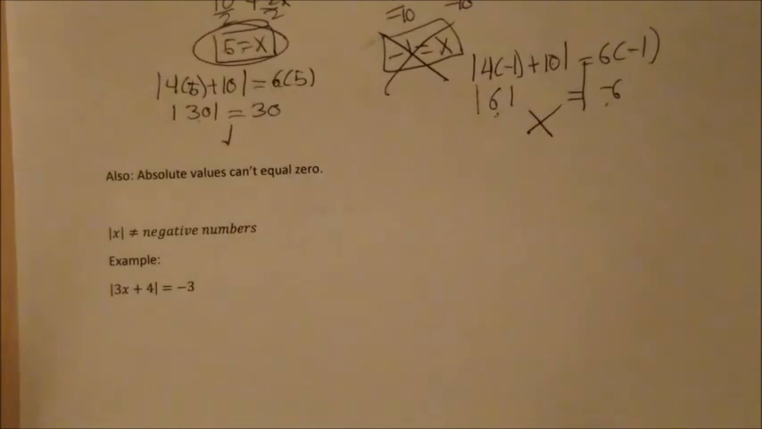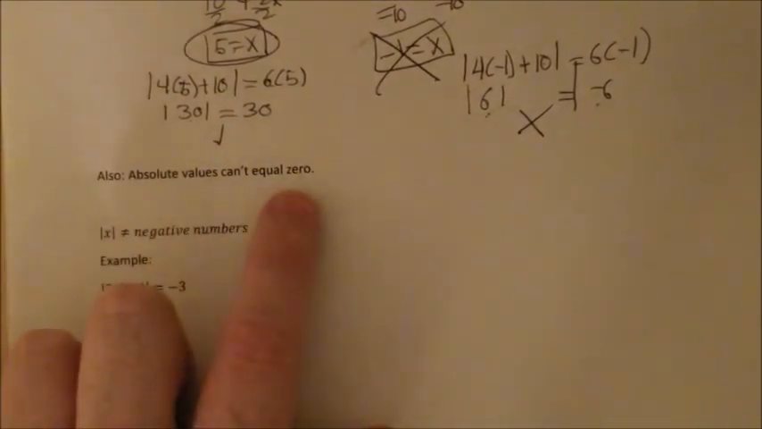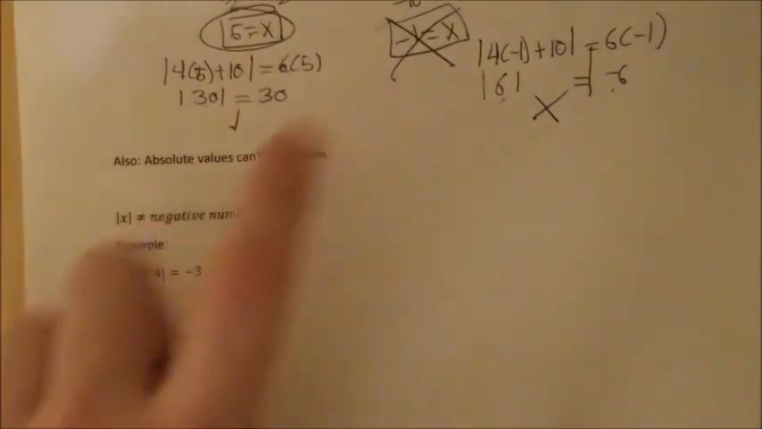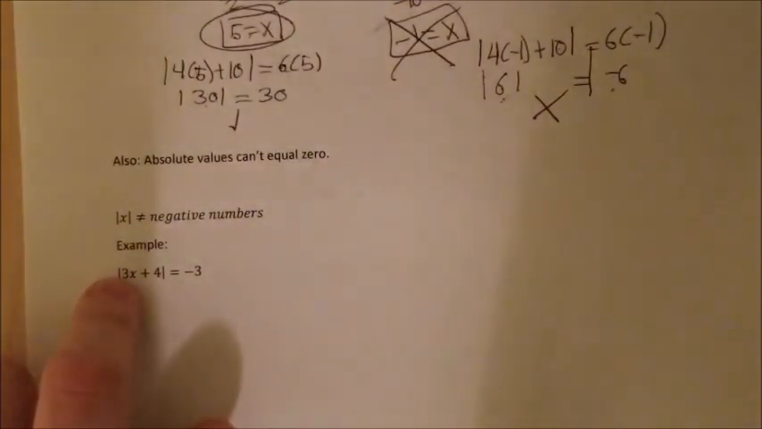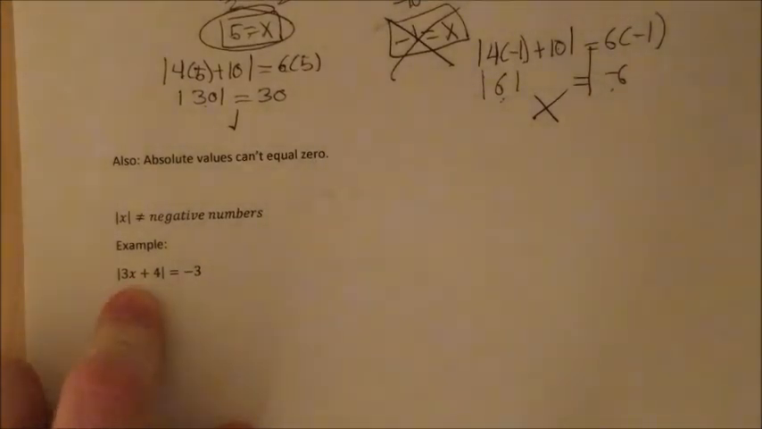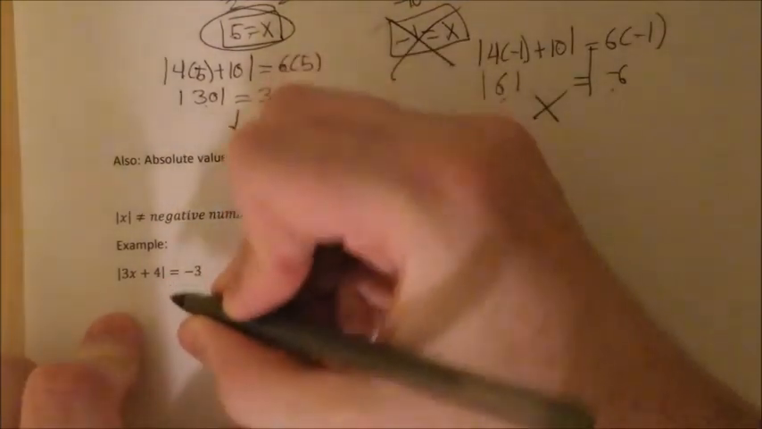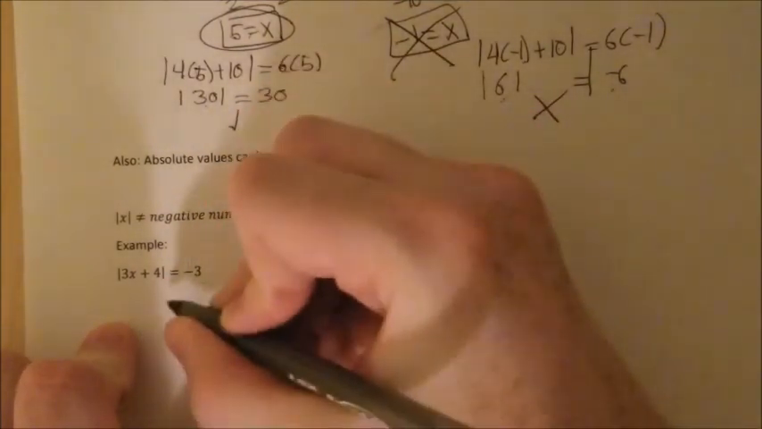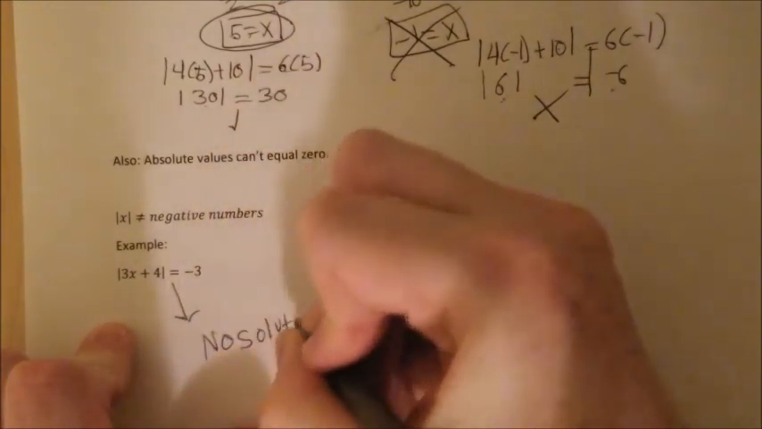Lastly, keep in mind that absolute values can never equal a negative number. That doesn't mean you can't get negative answers, but if you have an equation where an absolute value equals a negative number, that's a no-go. You're going to write that there's no solution. So for example, this question here, I have the absolute value of 3x plus 4 equals a negative number. Well, that's impossible. You can't be -3 away from 0. So this would be no solutions.